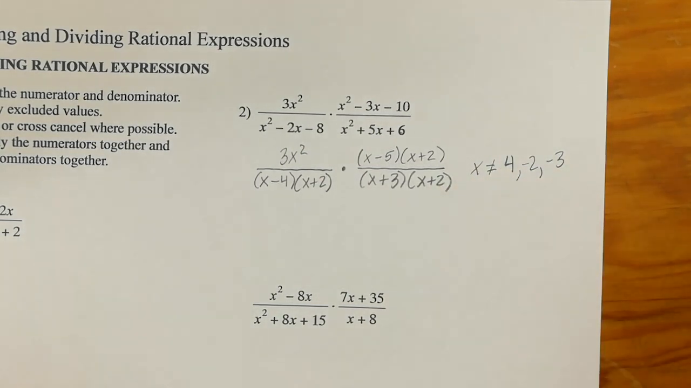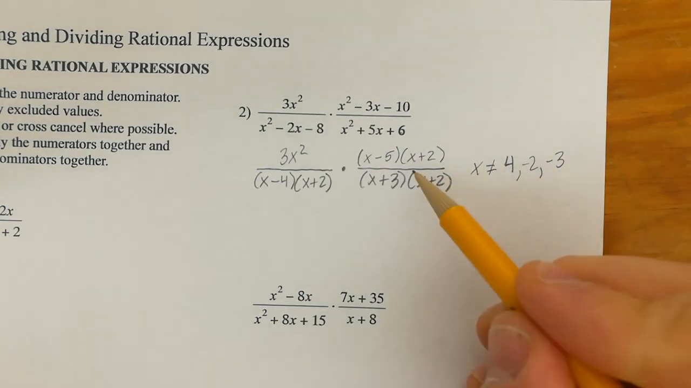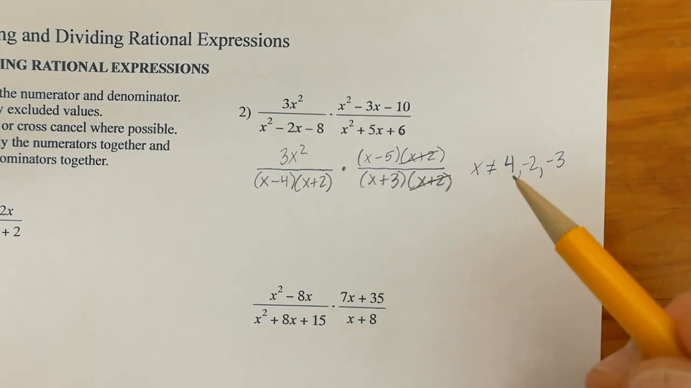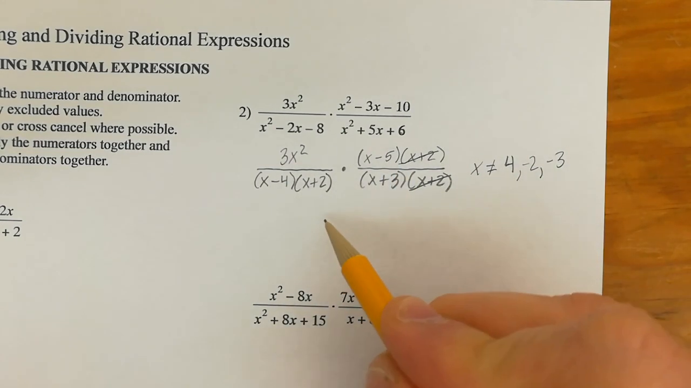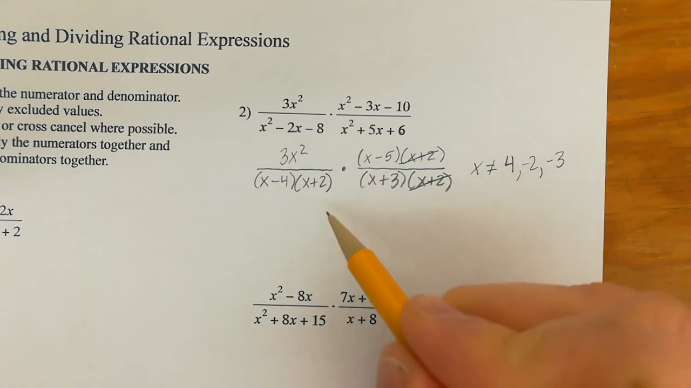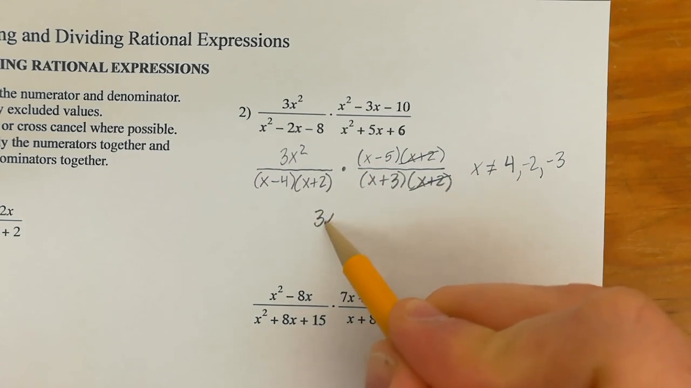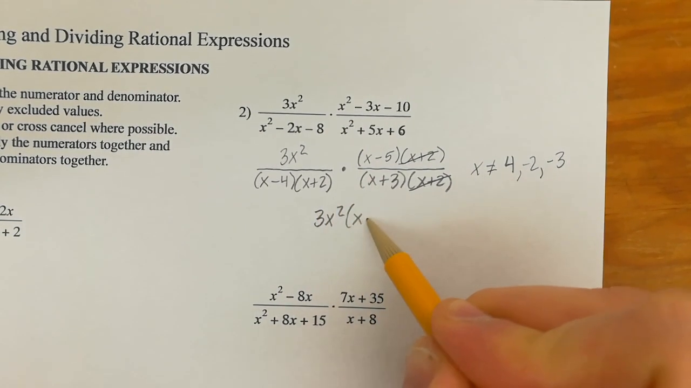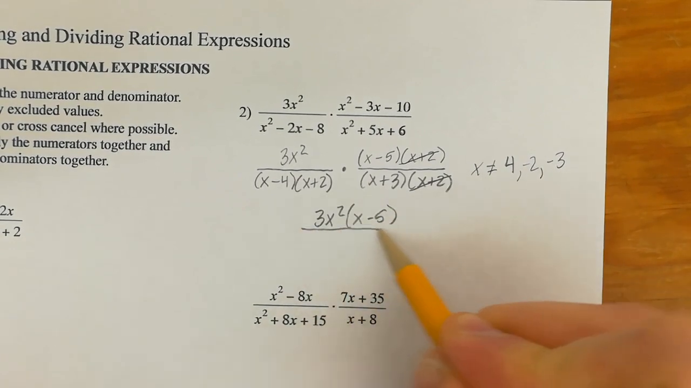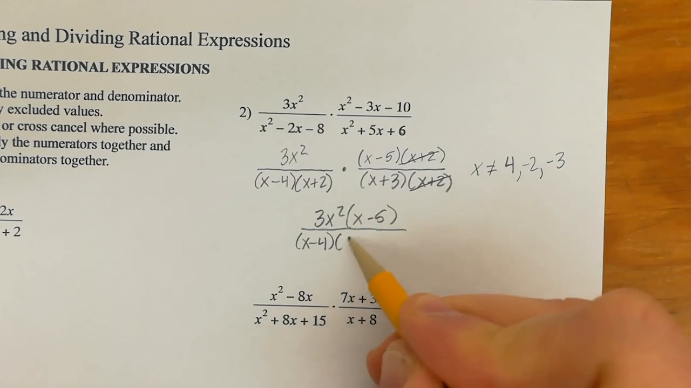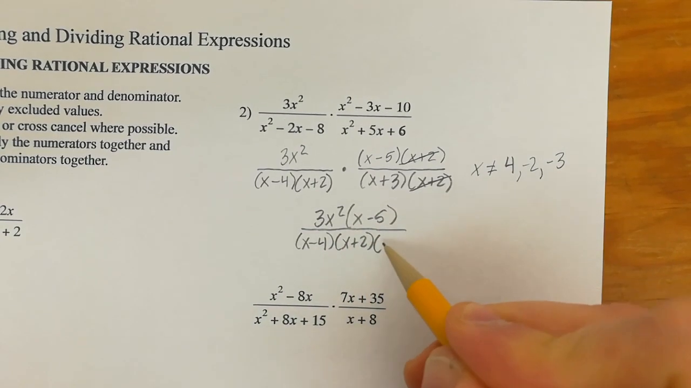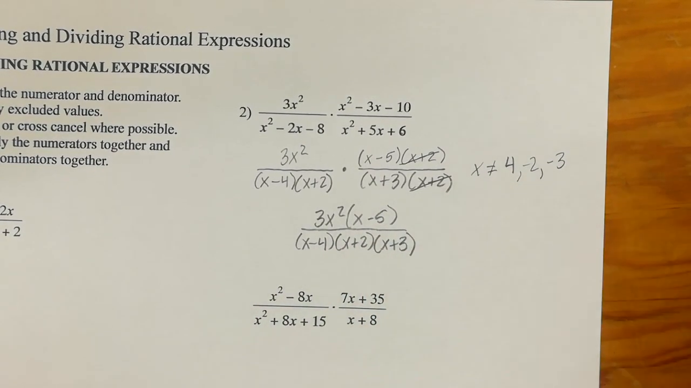All right, now step 3, cancel or cross-cancel where possible. I notice these x plus 2's cancel out. And that might be it. Yeah, it looks like it. So now I just put everything else together. It'll look like this: 3x squared times x minus 5 over x minus 4 times x plus 2 times x plus 3. All right? Now, it depends on what we would need to do with this next.